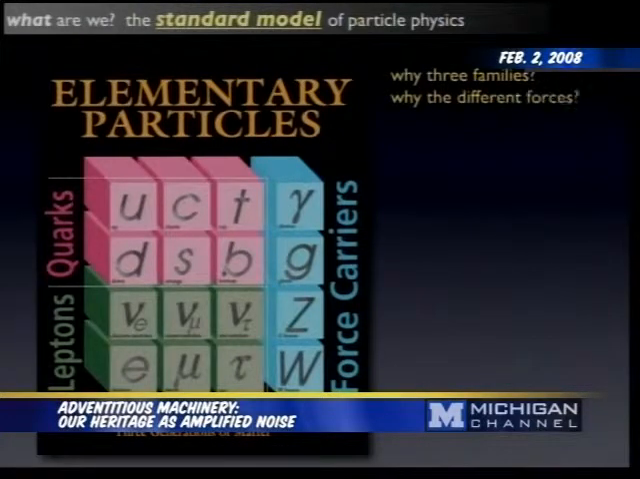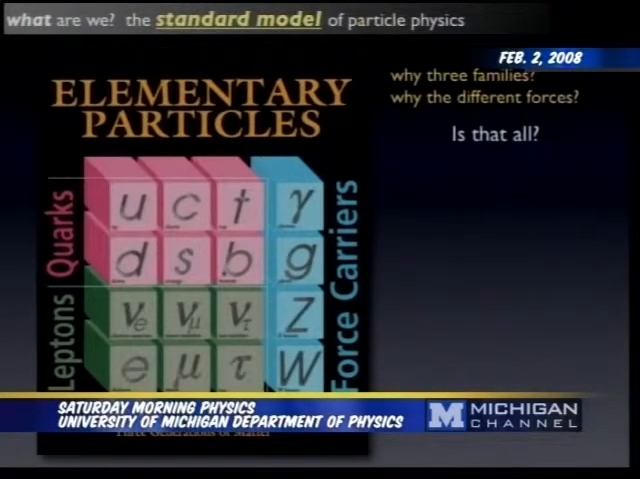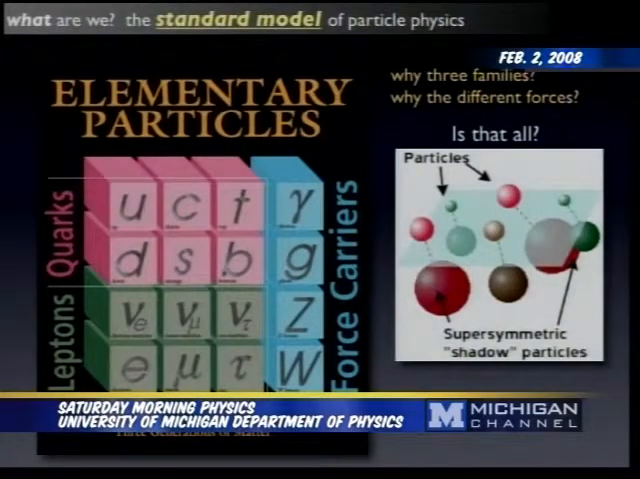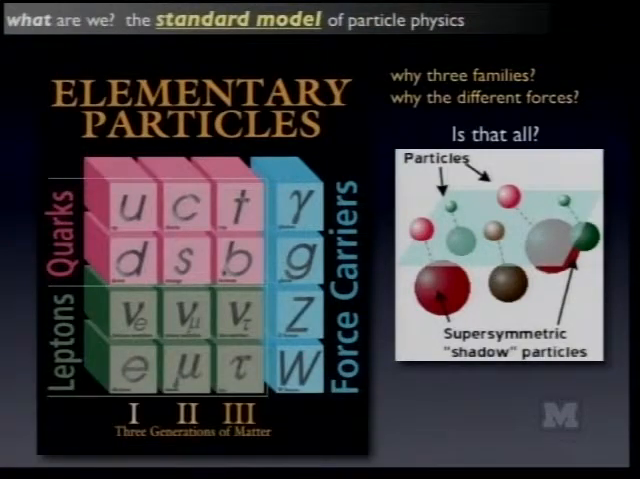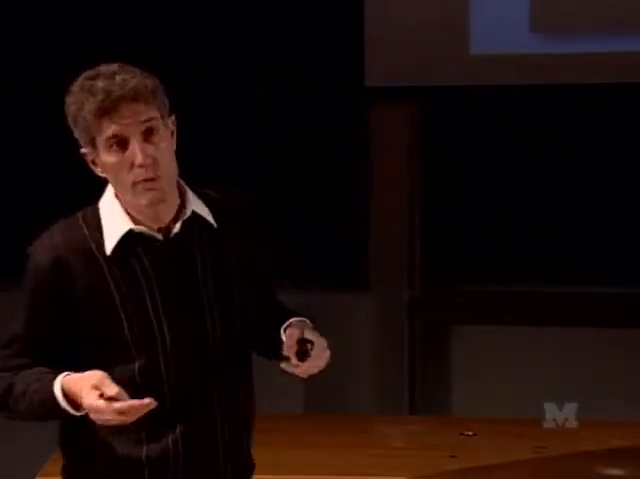But there are lots of questions. Why three families? Why do we get these replications? Why the different forces? And then, is that all? Is this all we get? Probably the answer is no, because if I were giving this talk 100 years ago, that whole diagram didn't exist. We didn't know about quarks until the 60s. And so we're continuously probing and defining new particles, new fields. So there's no reason to think that we're done.